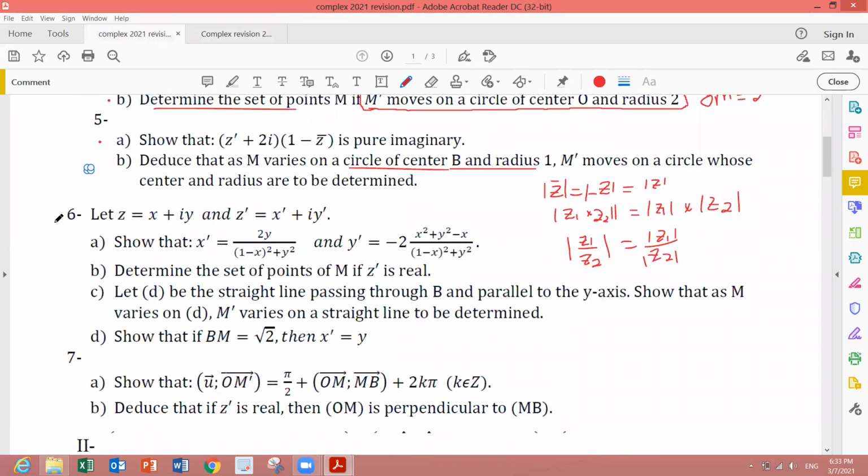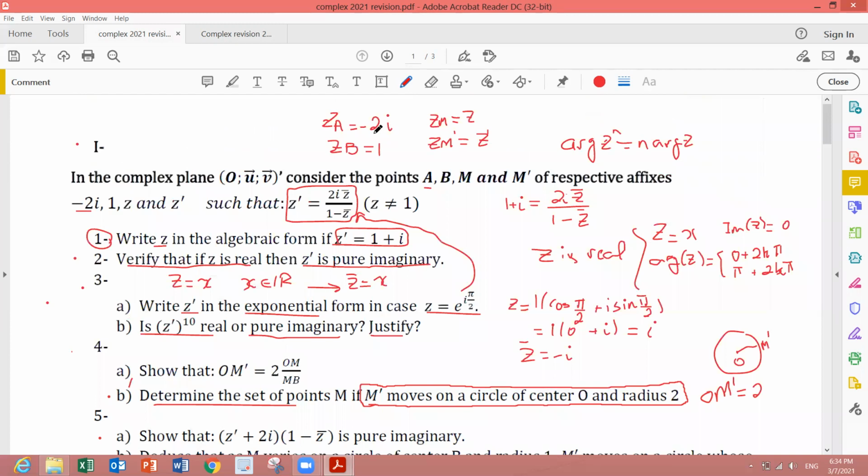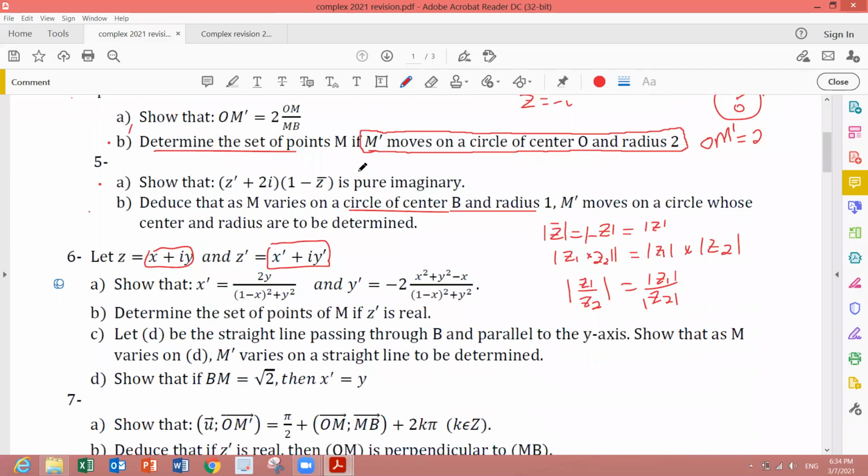Part 6: show that x prime equals... In this part we have z equal x plus iy, and z prime is x prime plus iy prime. So you replace z by x plus iy, and z bar by x minus iy, in the given relation, and we get the real part and the imaginary part of z prime.